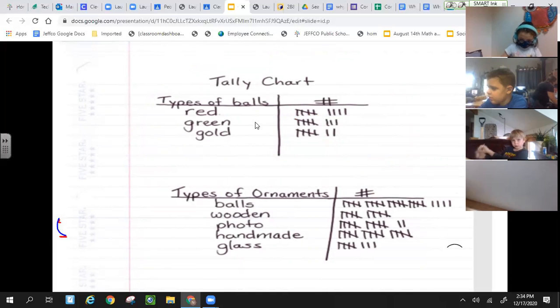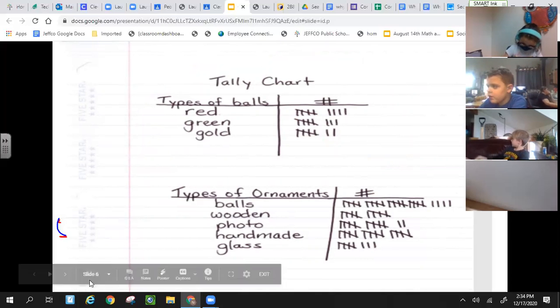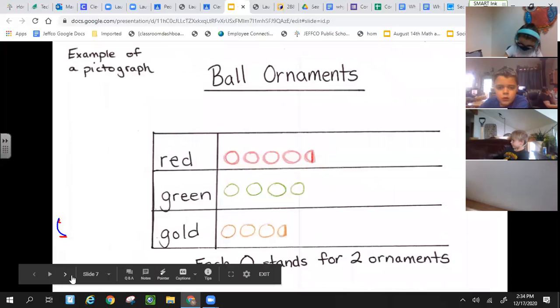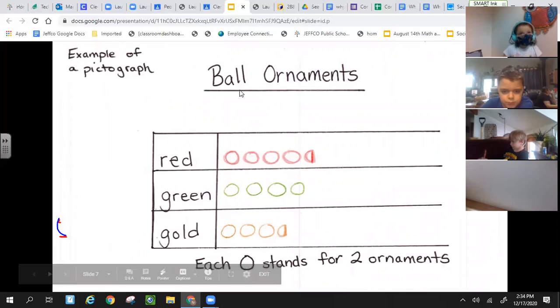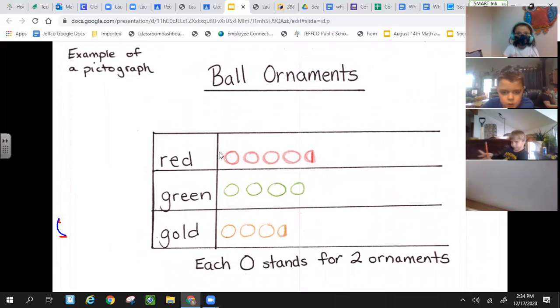And then I can represent that data. So what I did is I got a piece of paper, which you guys will be doing here shortly, and I thought of my title, Ball Ornaments.